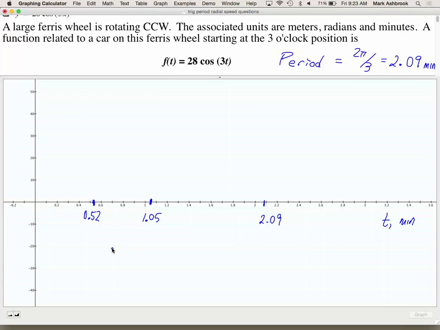And then we need the 3/4 mark. There are 2 ways to do the 3/4 mark. You could take 3/4 of 2.09, or you could just add 1/4 plus a half. You could add those two together. So what do you get? 1.57. Somewhere right around there.